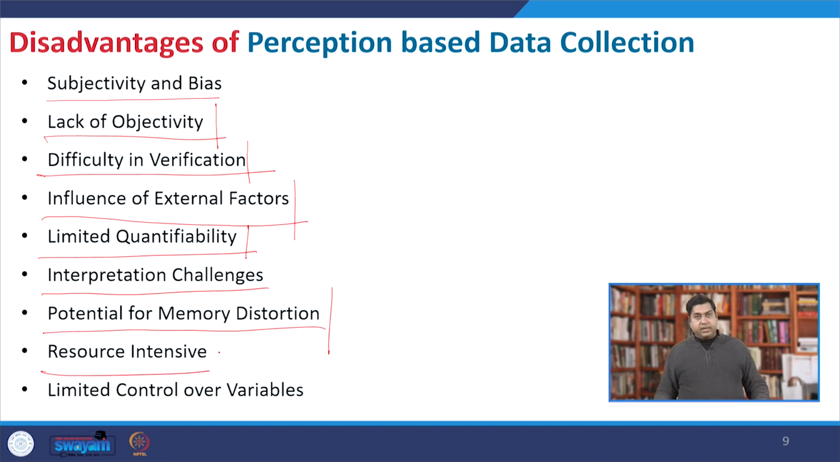It also requires resources, because there will be a need for trained interviewers who can ask the questions in a better way, so obviously training interviewers will also be really resource intensive. There is some kind of limited control over different variables. As I said, one perception may be governed by multiple variables. So, if you intend to capture only one, maybe you miss out on others.